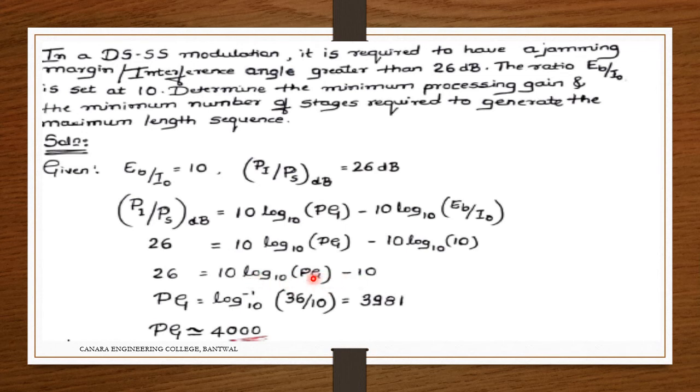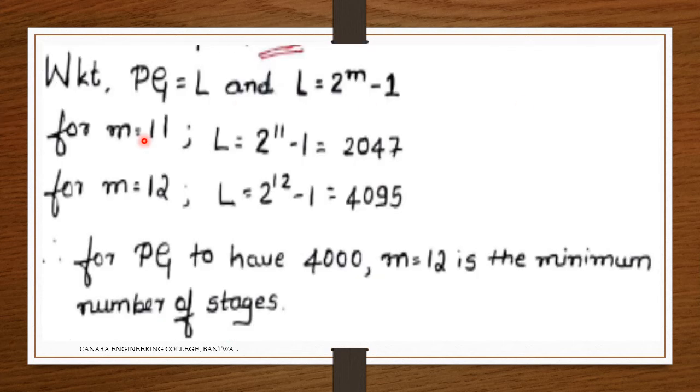So I require PG, so this will be moved here: 36 divided by 10, then log inverse. So what is this? 10 to the power of 3.6 is the shortcut method we are using. That gives 3981. I am approximating the processing gain to 4000. So I got the processing gain, the minimum processing gain they asked to find. Now the processing gain is equal to L, and L is equal to 2 to the power of m minus 1.